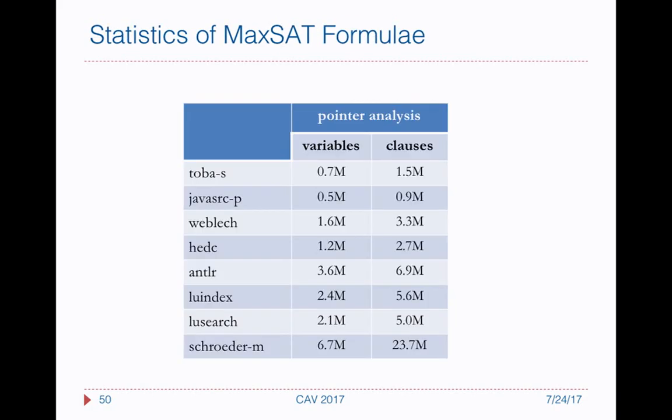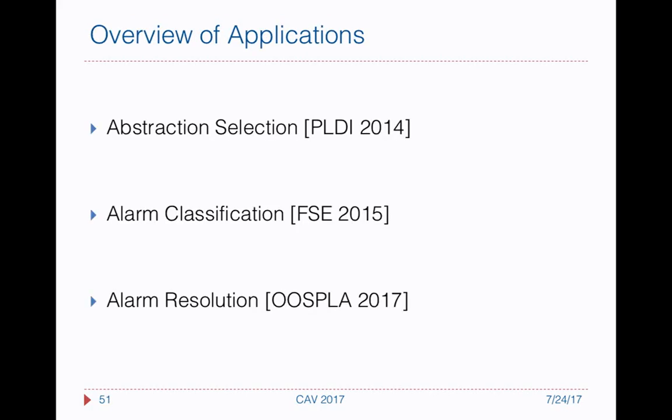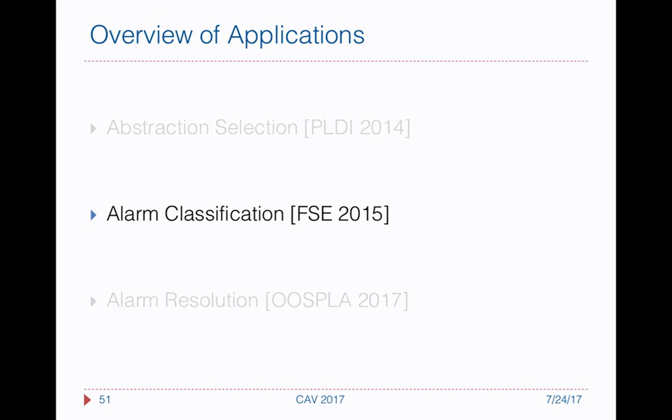Now, these MaxSAT instances are fairly large, going up to 24 million clauses and 7 million variables. So this will motivate the second part of my talk, where I will discuss new techniques we developed for solving very large MaxSAT instances. But this is using an off-the-shelf MaxSAT solver. So I talked about the first application. We used a similar methodology for the other 2 applications, but I'm not going to go over the entire MaxSAT encoding this time. So let's look at alarm classification.